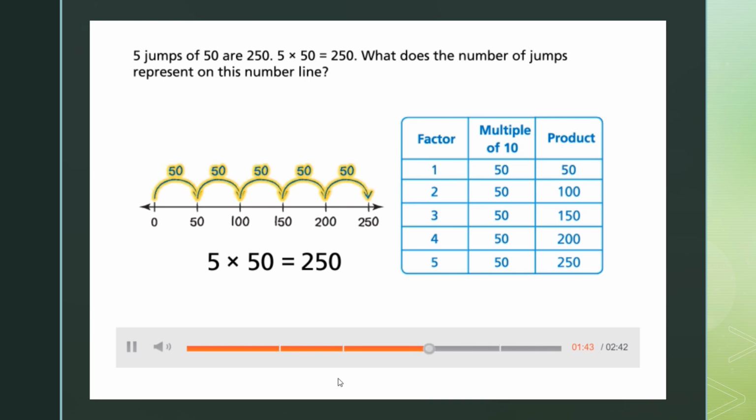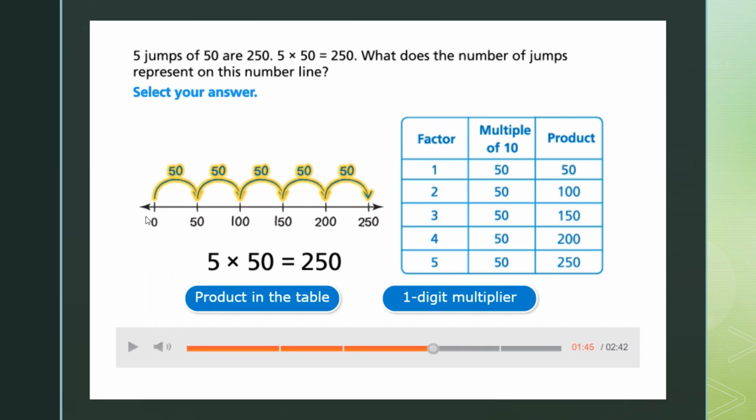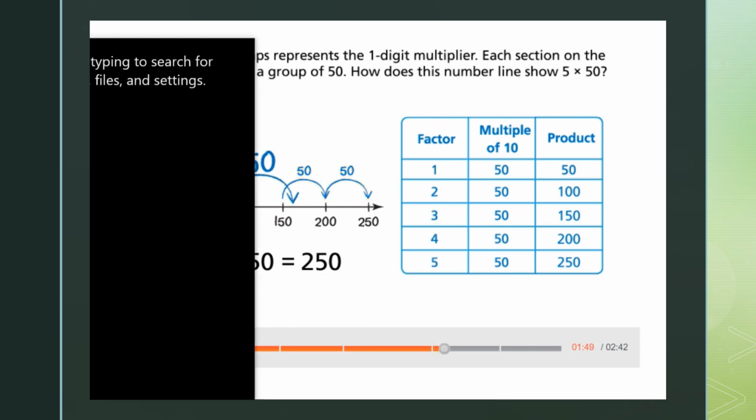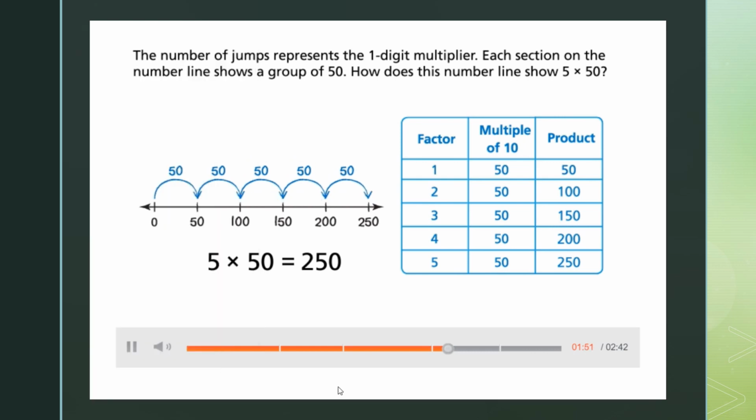What does the number of jumps represent on this number line? Select your answer. So the number of jumps: this is 1 jump, 2 jumps, 3 jumps, 4 jumps, 5 jumps. So is that the product in the table or the 1-digit multiplier? The number of jumps represents the 1-digit multiplier. Each section on the number line shows a group of 50.